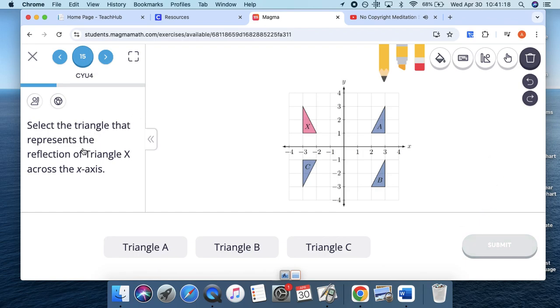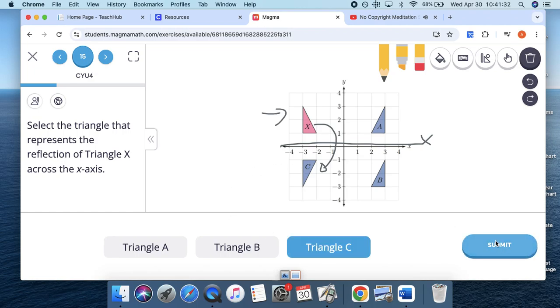Select a triangle that represents the reflection of triangle X. So here's triangle X, so we're looking at this. This is my original, across the x-axis. Well, this is the x-axis right here. So if you're going to reflect, it's going to go from here to here, and we want triangle C. That's easy.